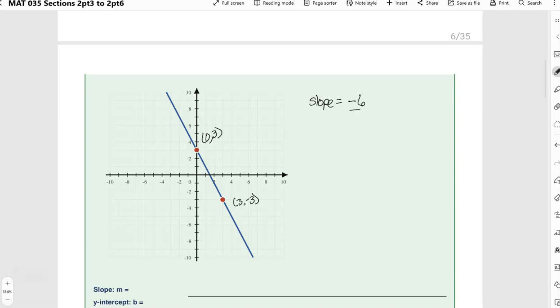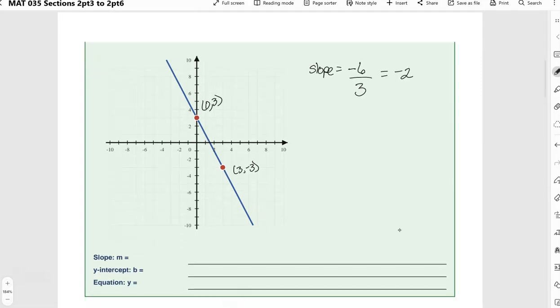I move down 6, so negative 6. And I'm moving right 3. So my slope's going to be -2. My y-intercept is at 3. So my equation is y = -2x + 3.